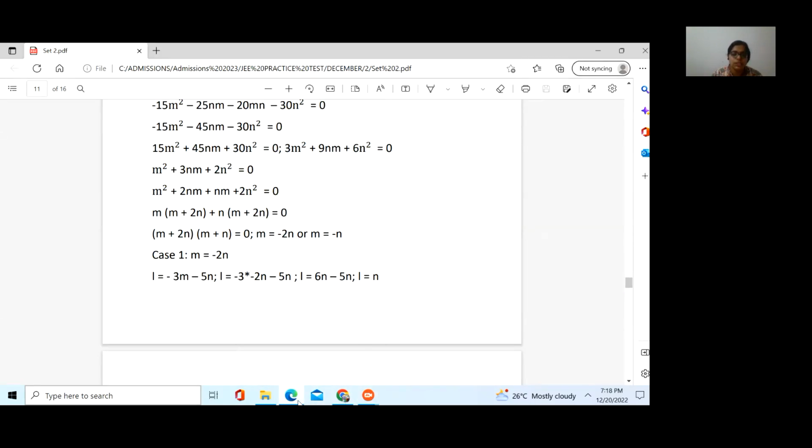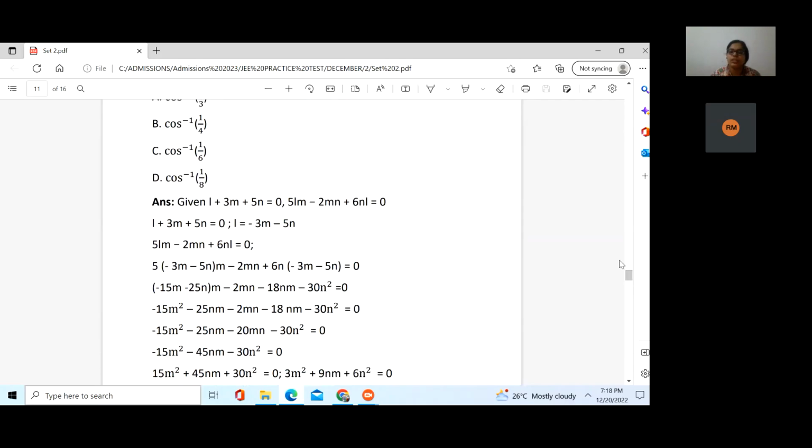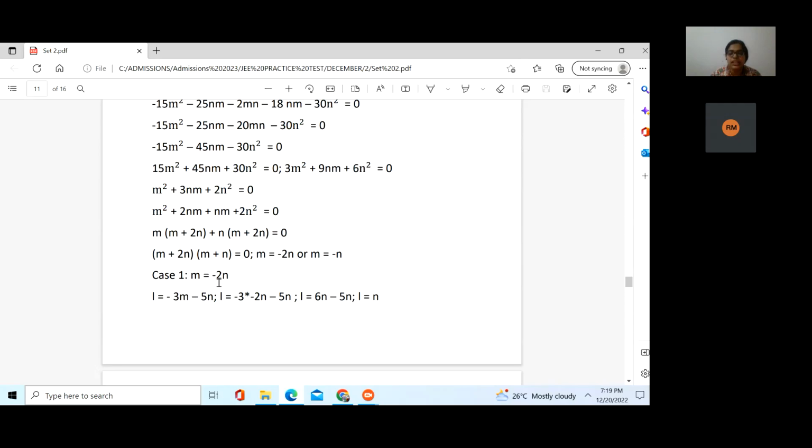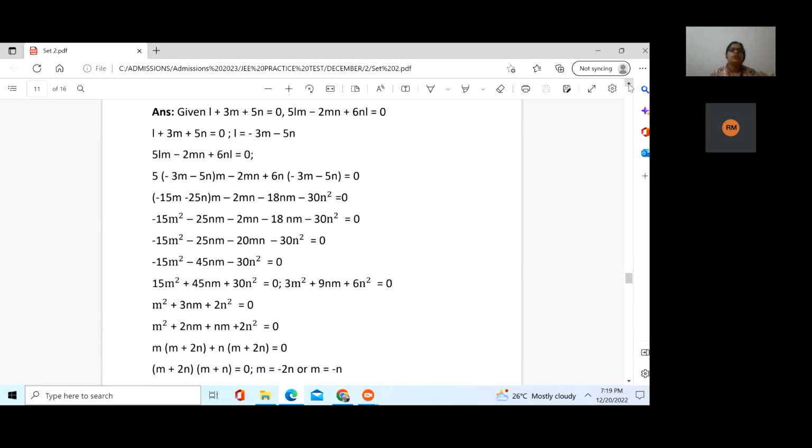So how to do this? In the first case, the value of m is equal to minus 2n. Once I have m, I'll be able to find l, because I can substitute it in l is equal to minus 3m minus 5n and derive the value of l. After substituting m is equal to minus 2n, I can solve this and get the value of l as n. I'll give 2 minutes for you to solve this problem up to this point.